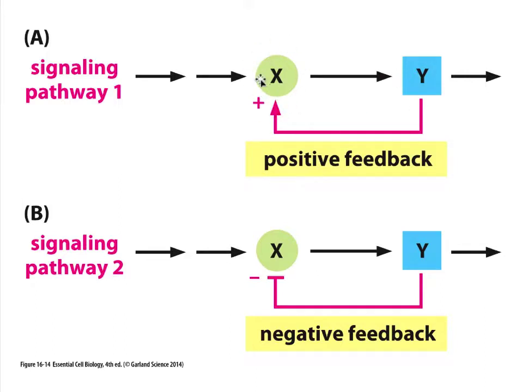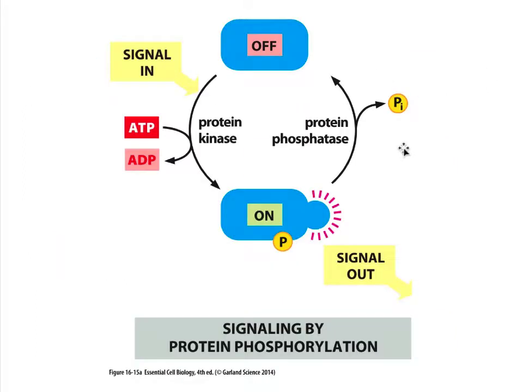And if it increases the activity of something upstream, then that's called positive feedback. And if it decreases something upstream, then it's called negative feedback. And this can happen in combination or one way or the other. Within these pathways, within these cascades, we can have different components being turned on and off using different means.